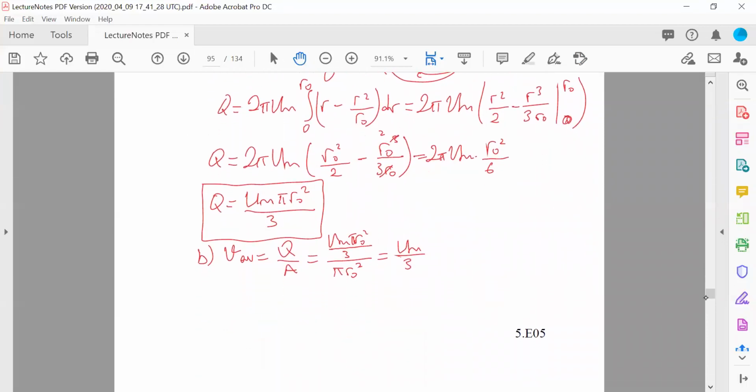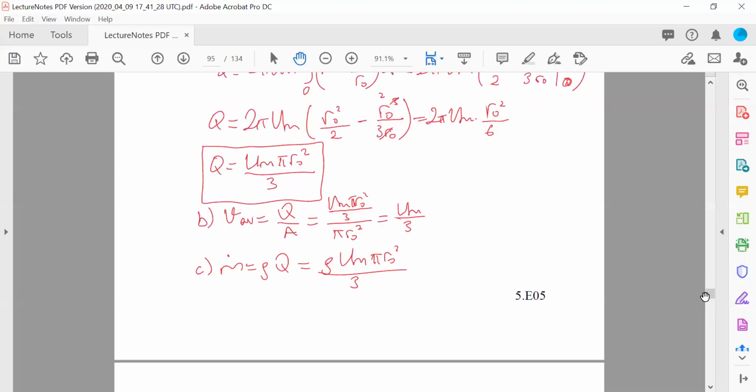Mass flux is simply discharge times density, which equals rho pi u max r0 squared over 3.